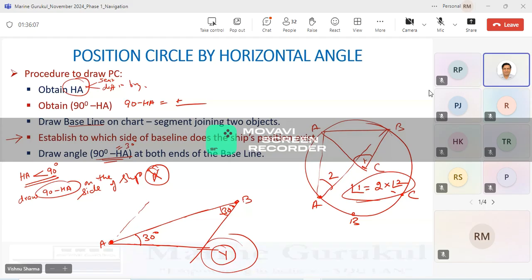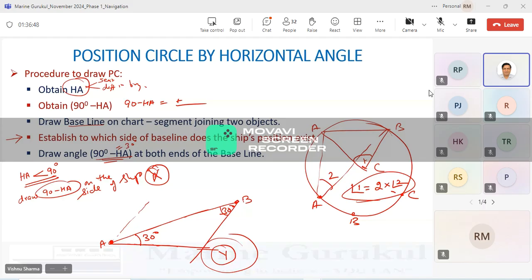If 90 minus horizontal angle is negative, that means the horizontal angle itself is more than 90. If the horizontal angle is more than 90, then 90 minus horizontal angle will give you a negative value. You can say it either way: horizontal angle is greater than 90. Both mean the same. In that case, this angle, 90 minus horizontal angle, will be drawn on the opposite side to the ship. It will be drawn on the opposite side.